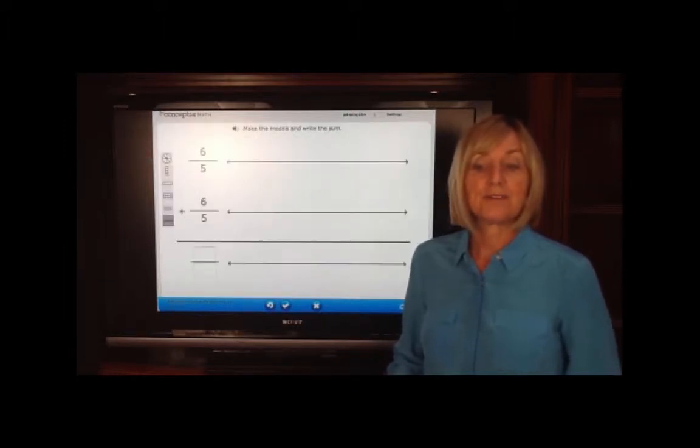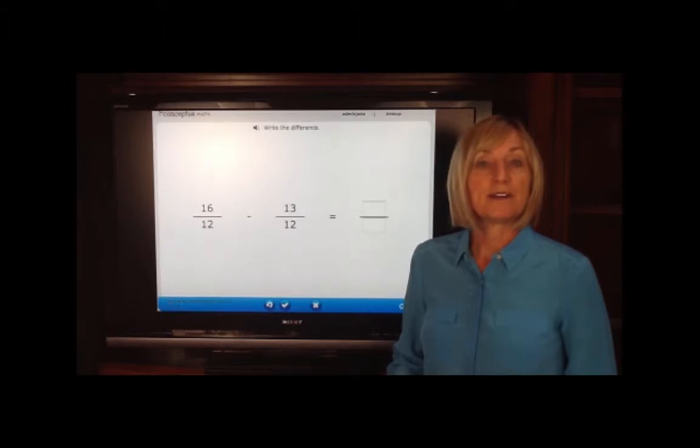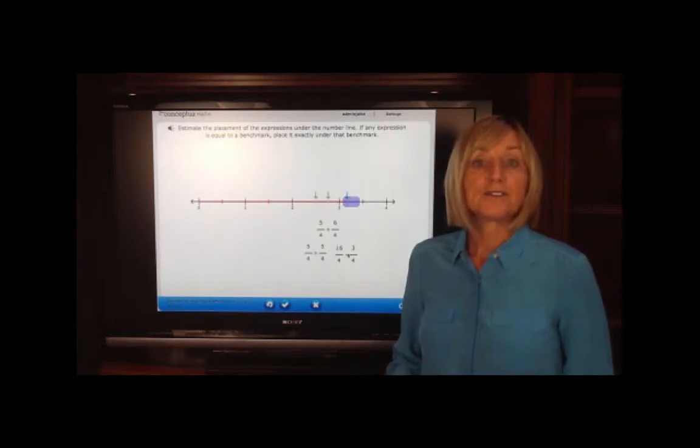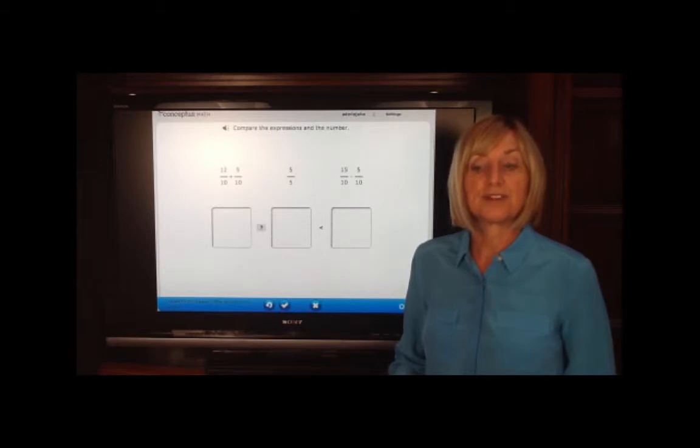And they start again with models only, they move to models and numbers, and then numbers only as they progress through those initial lessons. They also work on estimating where expressions with improper fractions are to the closest whole. Are they greater or less than one whole or two wholes? And they compare expressions to whole numbers.